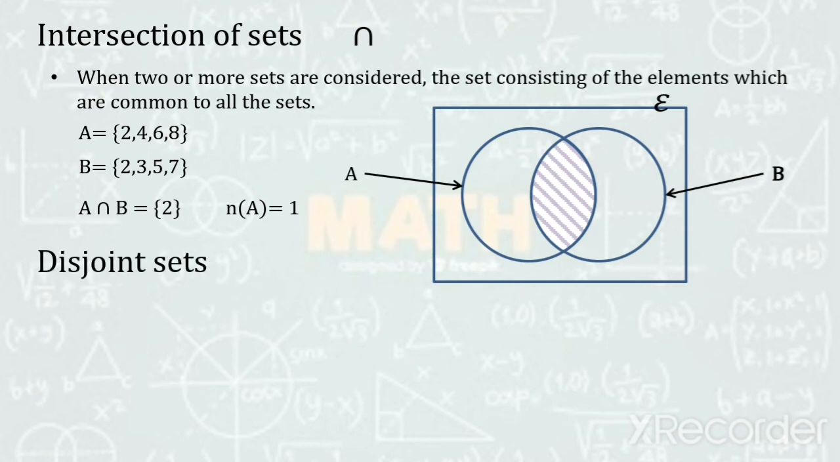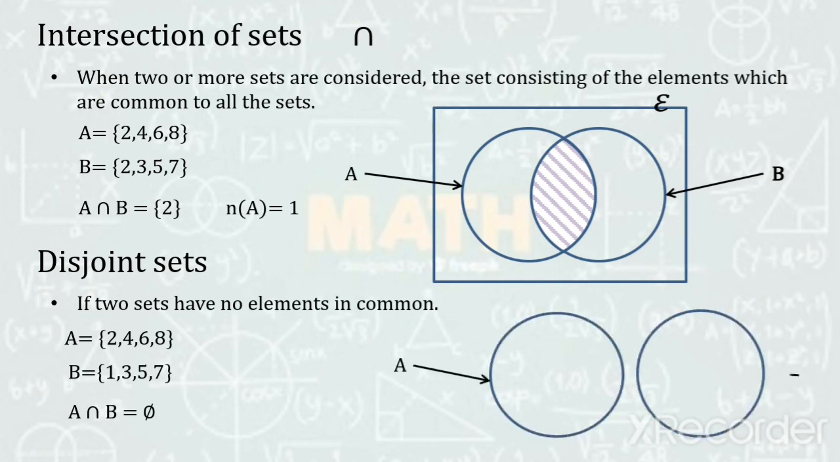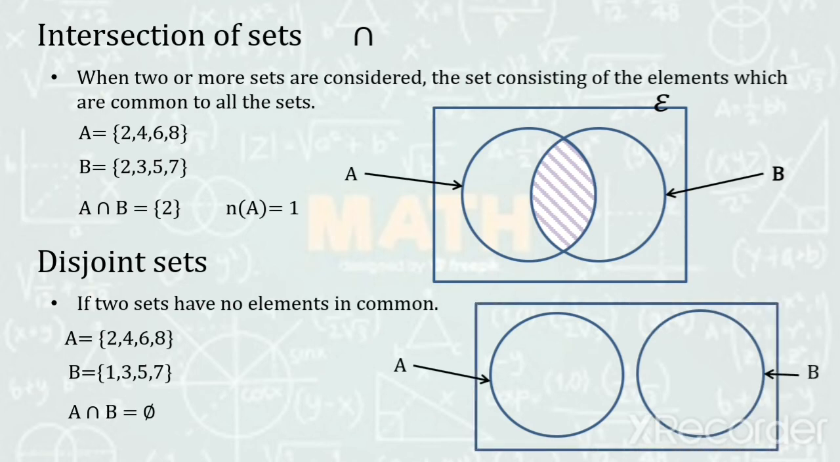Then disjoint sets. You can easily understand what disjoint sets are using the name, disjoint. If two sets have no elements in common. To explain this, I have taken two examples, A = {2, 4, 6, 8}, B = {1, 3, 5, 7}. As you can see, there is no intersection, so A intersection B equals null. To represent that, we can draw it like this. There is no intersection.